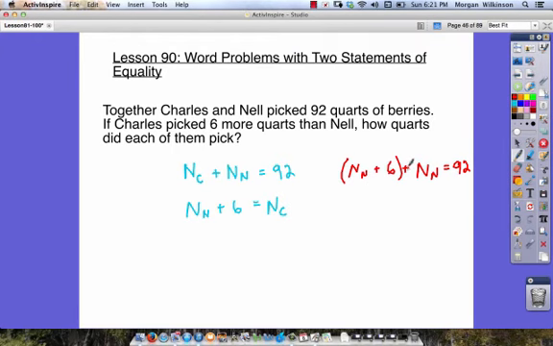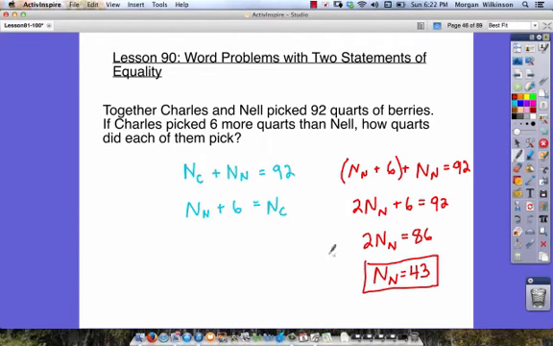So the number of Nell plus the number of Nell equals 2 n sub n, plus 6 gives us 92. Then let's subtract 6 from both sides, so we get 2 times the number that Nell picked is equal to 86. Then we divide both sides by 2, and we get the number that Nell picked is equal to 43. Well, if the number that Nell picked is 43, then we can figure out the number that Charles picked really easily, because 43 plus 6 equals the number that Charles picked. So the number that Charles picked must equal 49.